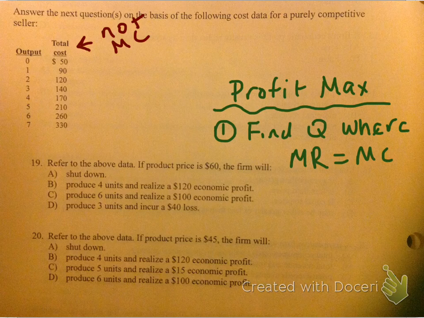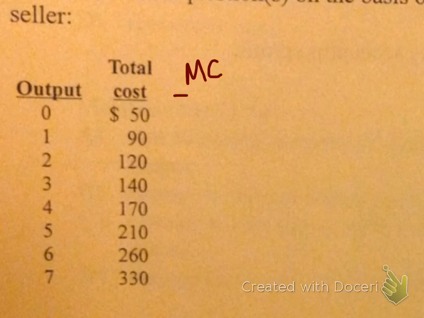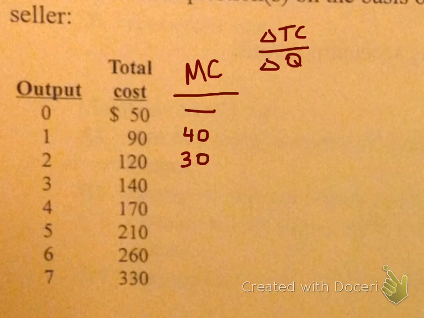Now this information is given to us in just total cost, so what we need to do is calculate our marginal cost. The other thing that's important to remember as well is that if you know your product price of $60, then we also know our marginal revenue, which will be $60 as well. So I'm going to calculate my marginal cost for all of these outputs. So my change in total cost divided by my change in quantity. Since my quantity change is 1, all I really have to do is look at my change in total cost. So this is what I come up with.